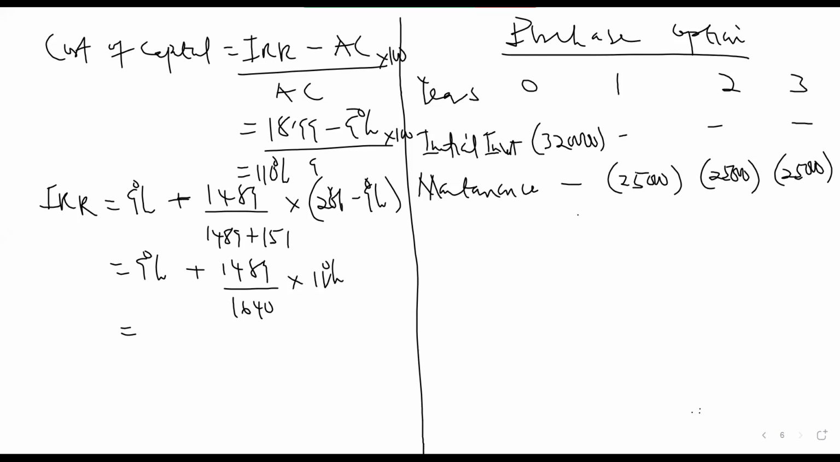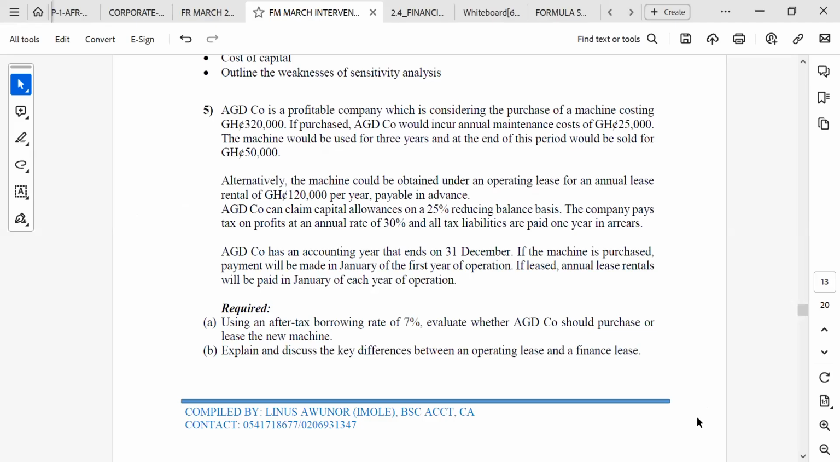There can be some other costs like the one that I've said, the emission fee or something like that, for the pollution that you are causing in the environment. So the machine will be used for 3 years. At the end of this period, it will be sold for 50,000.